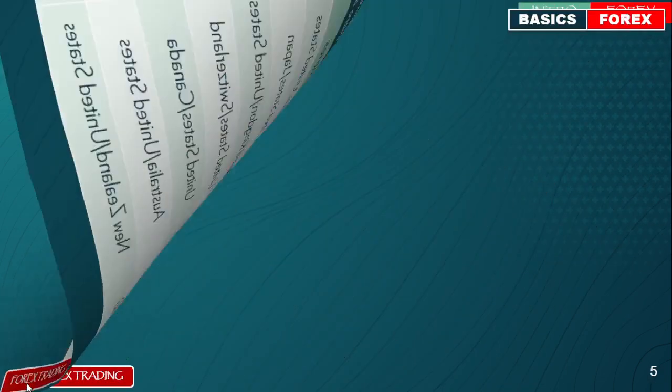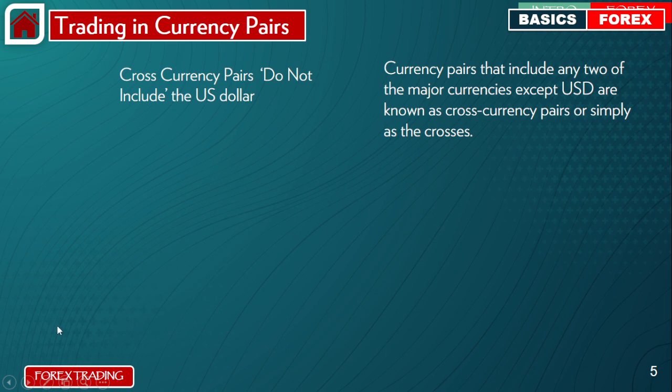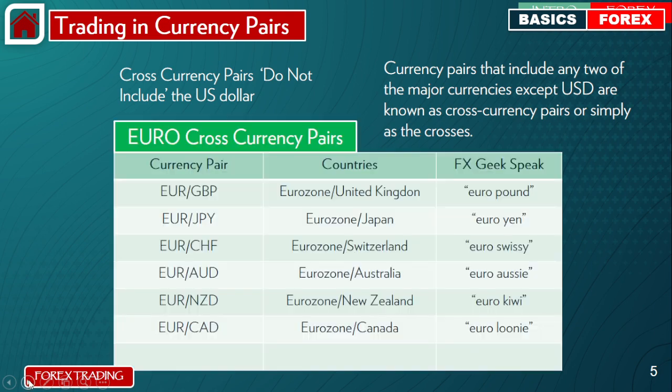But it's not always the case that the US dollar is part of the currency pair. Sometimes we have currency crosses, currency pairs in which we do not include the US dollar, and that include any of the other major currencies we just discussed in the previous slide. They are also known as cross currency pairs, or simply the crosses. So let's see what those are.